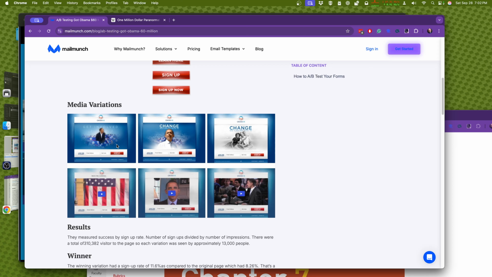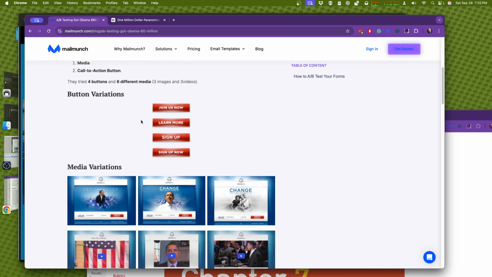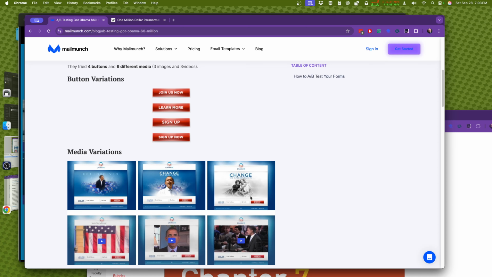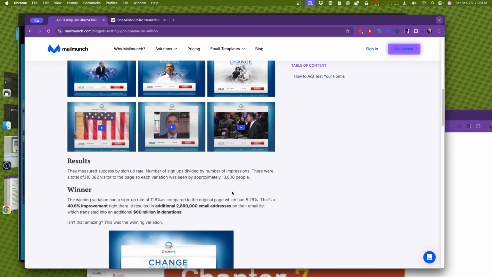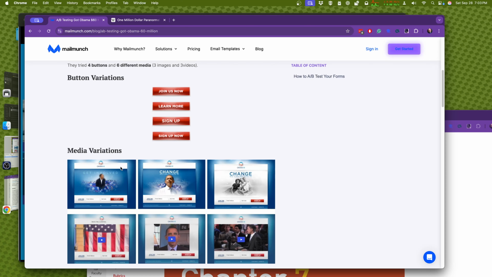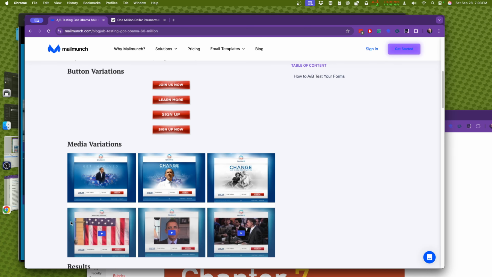So they had some type of stock, hey, give me money, like this maybe. Or, you know, join us, learn more, sign up now. Okay. So sign up, sign up, sign up. So then they just changed, okay. So the independent variable, what was changed was maybe the flag versus the picture of Obama. So they changed that picture. What was the effect? What was measured? Donations.